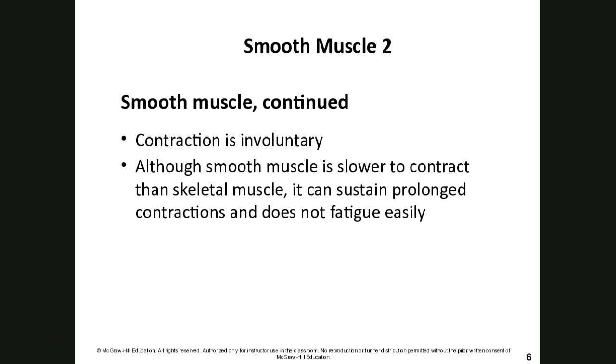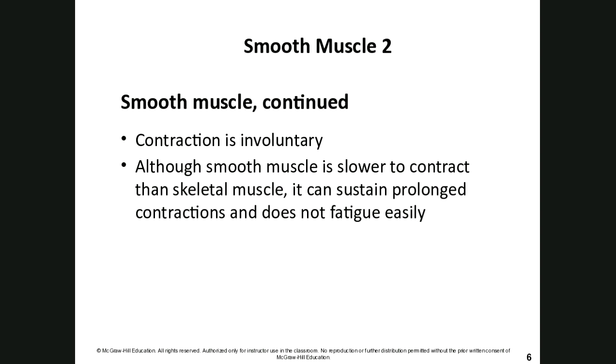Smooth muscle contraction is under involuntary control, which means you don't have to actively think about getting your blood vessels to contract when they get too cold or to expand when they get too warm. It does it with a part of your brain that you don't have to think about consciously. Although smooth muscle is much slower to contract than all the other types we talked about, it can sustain prolonged contractions much longer and does not fatigue nearly as easily.